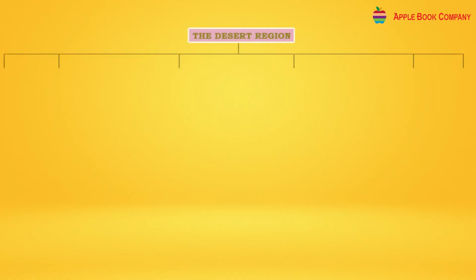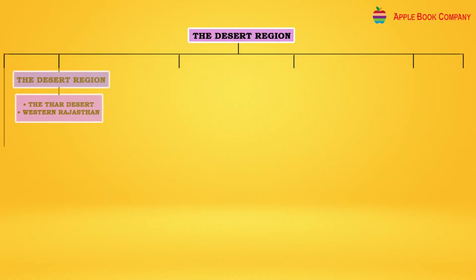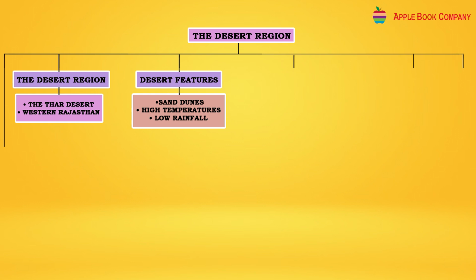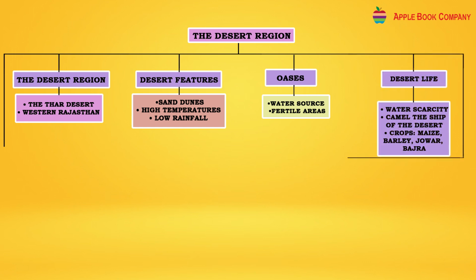Mind map: the desert region. The desert region, the Thar Desert, and western Rajasthan. Desert features: sand dunes, high temperatures, low rainfall. Oasis: water source, fertile areas. Desert life: water scarcity, camel, the ship of the desert. Crops like maize, barley, jowar, bajra.